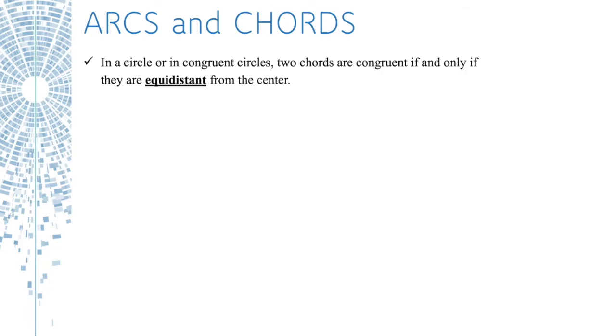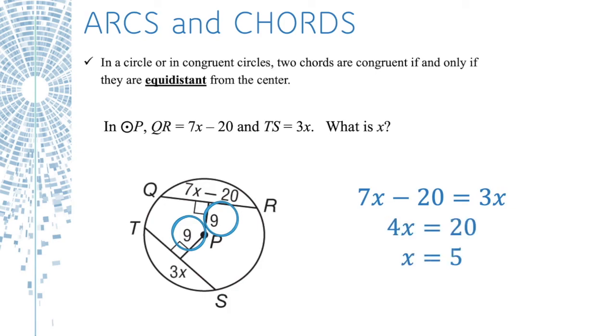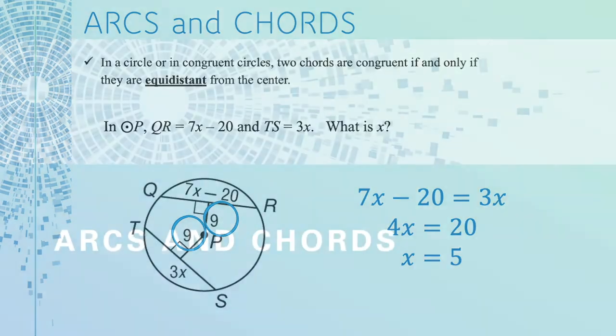In a circle, or in congruent circles, two chords are congruent if and only if they are equidistant from the center. So in this circle here, do you see how they're both 9 from the center? Each chord is 9 from the center, which means that those chords are congruent. So 7x minus 20 equals 3x, 4x equals 20, and we find that x equals 5.